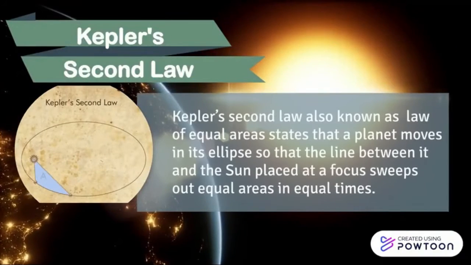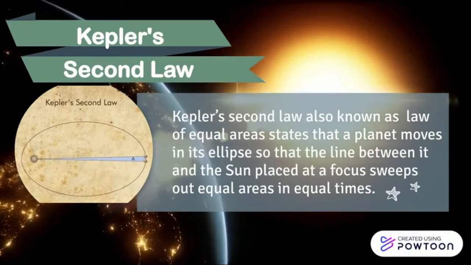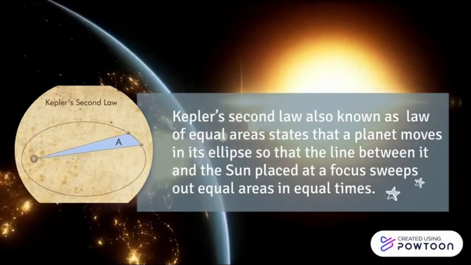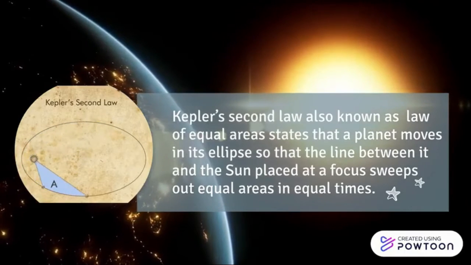Kepler's second law, also known as the law of equal areas, states that a planet moves in its ellipse so that the line between it and the Sun, placed at the focus, sweeps out equal areas in equal times.